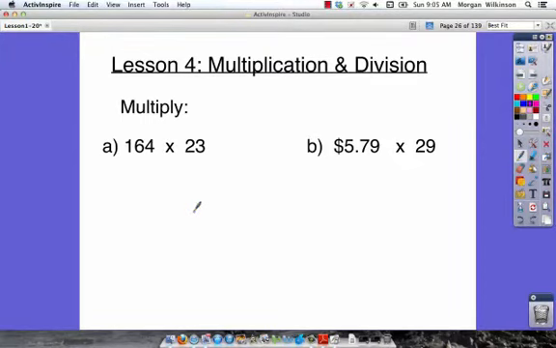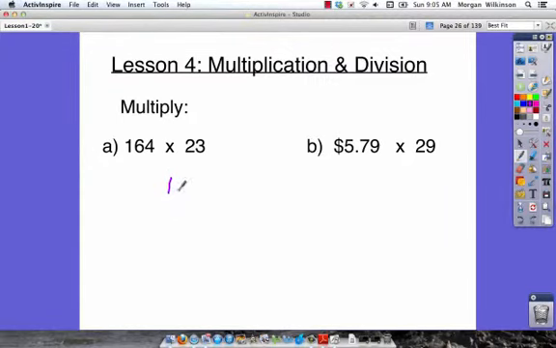Alright, lesson 4. In lesson 4 we're reviewing multiplication and division, and this should be review for you. But we'll go through the steps and make sure that you're comfortable with them, and if you have questions we can go over them together in class. First problem we have, we're going to multiply. We've got 164 times 23.